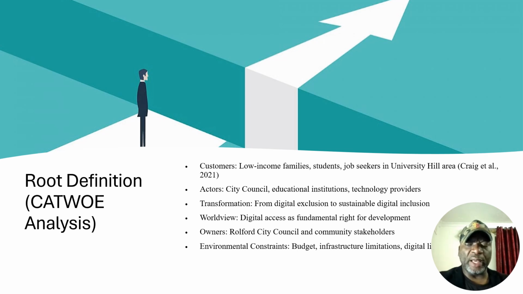So, in order to really get to understand this or see it clearly, we'll start by making a root definition of some of the things that we're going to say here. So, in essence, to tackle this effectively, we've conducted a comprehensive CATWOE analysis. Our primary customers are the low-income families, students, and job seekers in the University Hill area. And we are looking at a transformation from digital exclusion to sustainable digital inclusion, working with key actors, including our city council, educational institutions, and technology providers. What's crucial to understand is that we see digital access as a fundamental right for development, not a luxury.